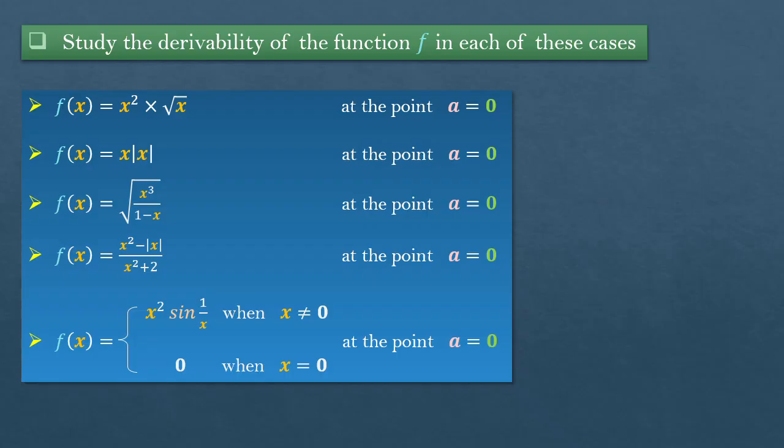As for the fourth case, it's when f(x) is equal to x squared minus the absolute value of x, all over x squared plus 2. We will also study its derivability at the point a equals 0. And finally, we have the fifth case where f(x) is defined as x squared times the sine of 1 over x when x is different from 0, and which equals 0 if x is equal to 0. And we will be studying its derivability also at the point a equals 0.